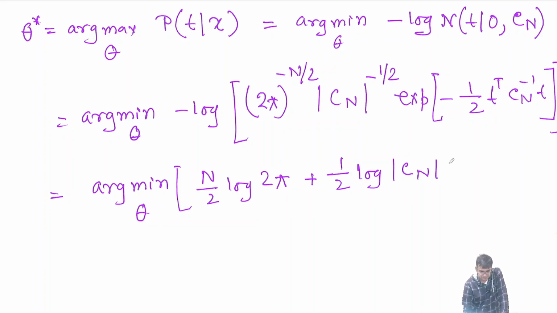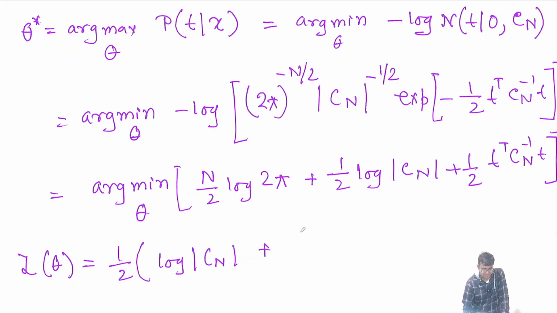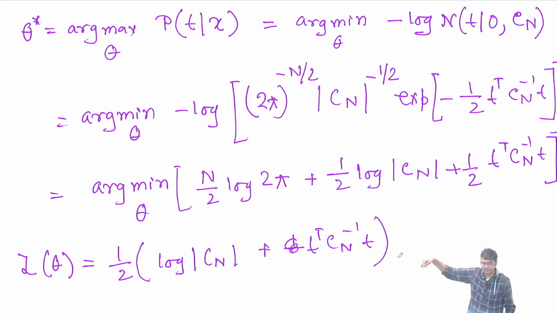The last term is half t transpose Cn inverse t. So what is your loss function then? Your loss function is half log determinant of Cn plus half t transpose Cn inverse t. You do not need all these derivations. When you write code, this is what you will need, and this will be in terms of theta. You will just minimize this loss function and get your theta.